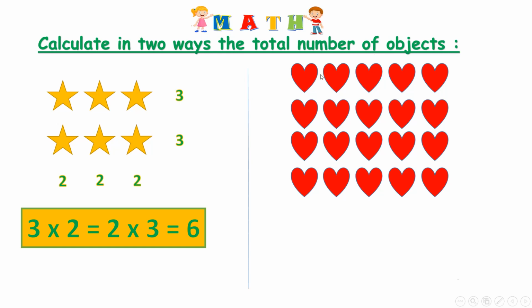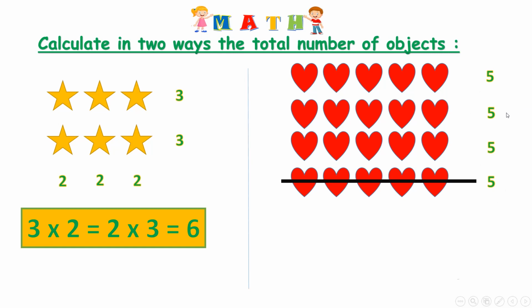The first row, 1, 2, 3, 4, 5. The first row contains 5 hearts. The next row, 1, 2, 3, 4, 5. It also contains 5 hearts. And the row below, 1, 2, 3, 4, 5. It also contains 5 hearts. And the last row, 1, 2, 3, 4, 5. Another 5. Great. So how many 5 do you see?